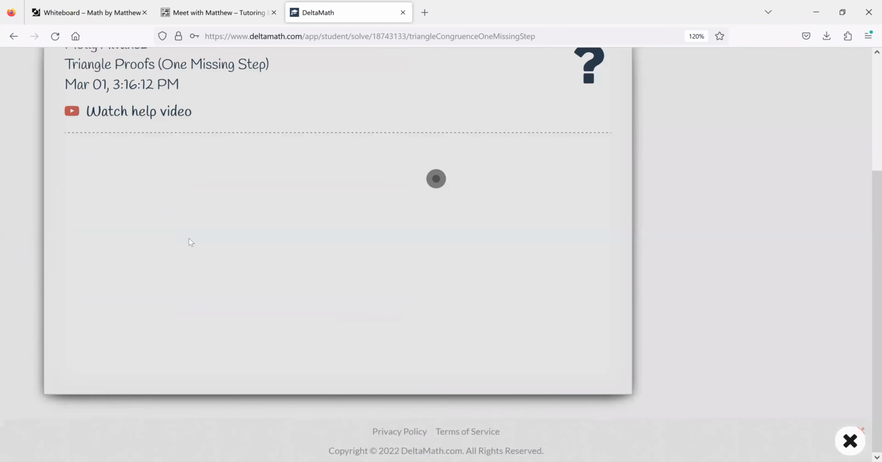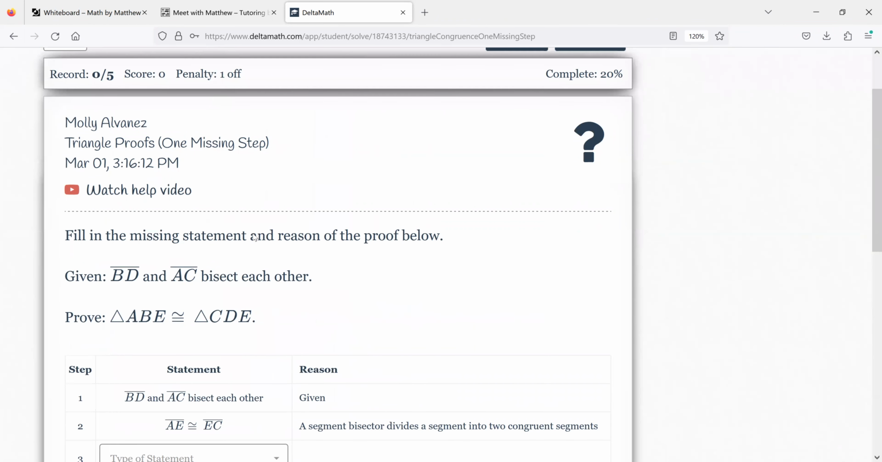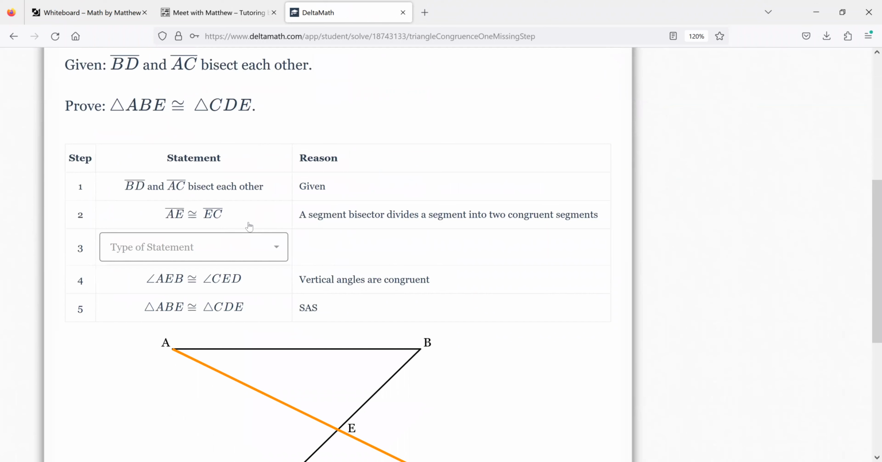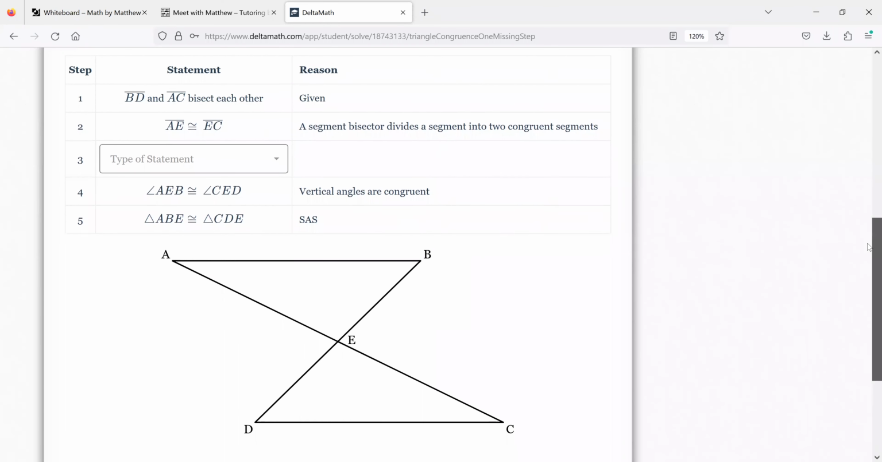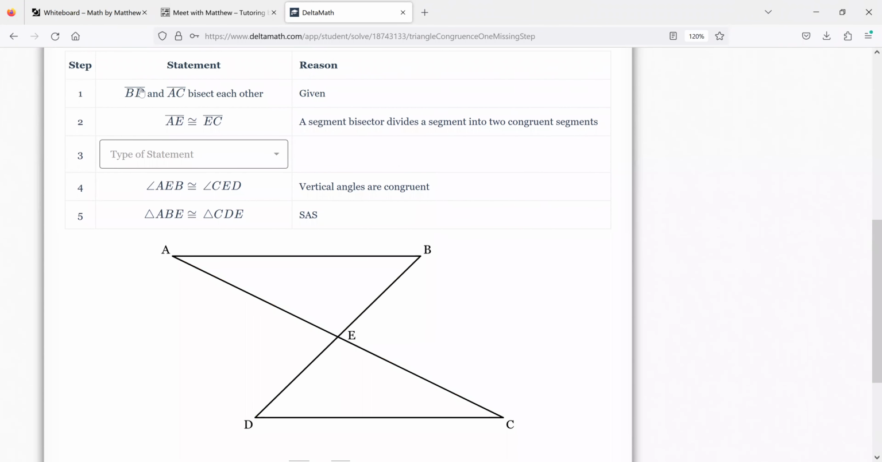All right, so this one says there's one missing step, which is interesting. It looks confusing. Let me see if I can frame this all on the screen here. Okay. So BD and AC bisect each other. So that means that AE is congruent to EC. That's the first part. The second part is that DE is congruent to EB.